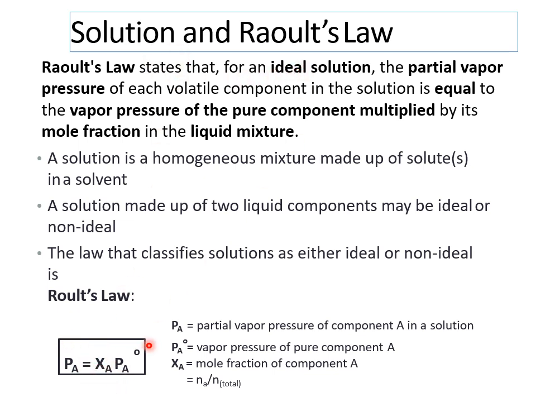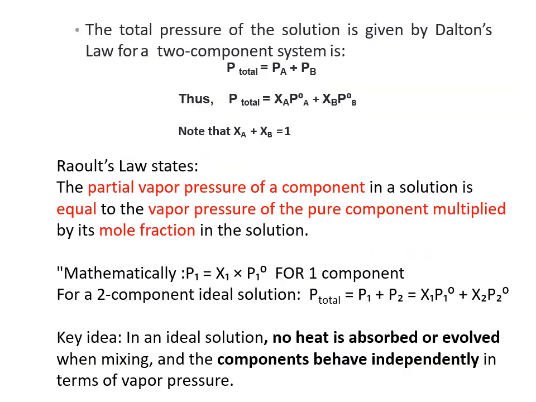For an ideal solution, the partial vapor pressure of component A is equal to the vapor pressure of the pure component multiplied by its mole fraction in the liquid. X represents the mole fraction of component A, which means moles of A divided by the total moles of all components. We are going to look at Raoult's law many times later on.